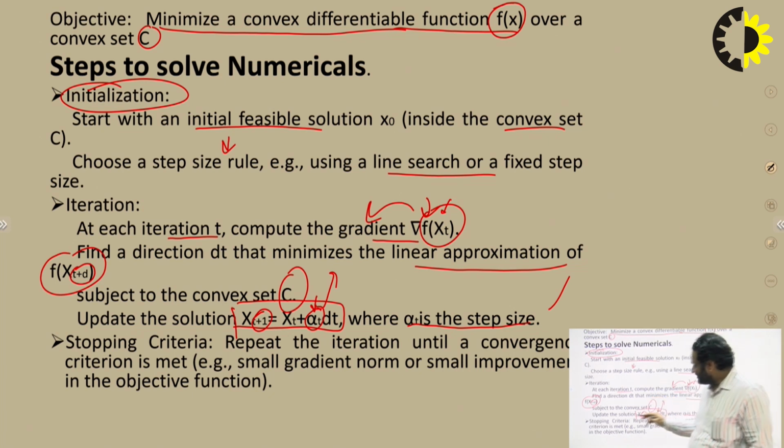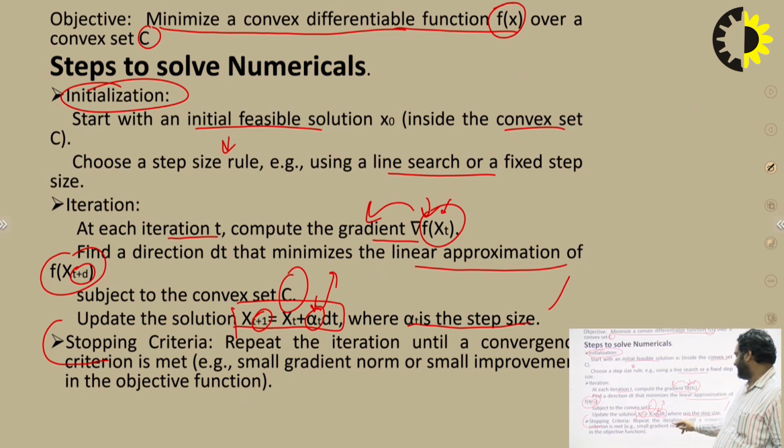The last is when to stop. The stopping criterion is to repeat the iteration until a convergence criterion is met, that is a small gradient norm or a small improvement in the objective function.